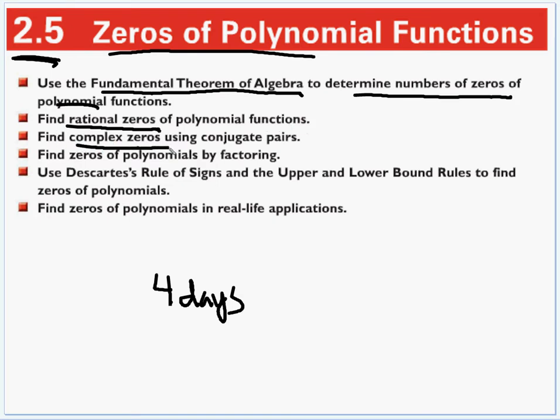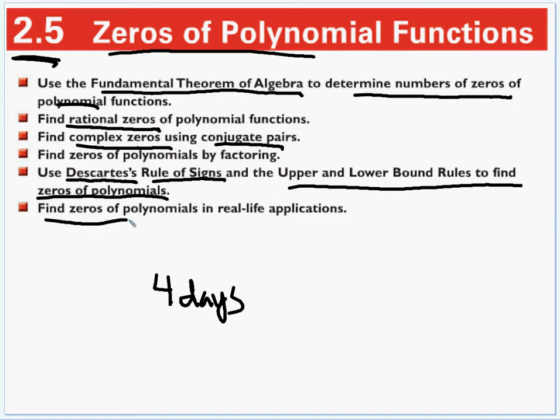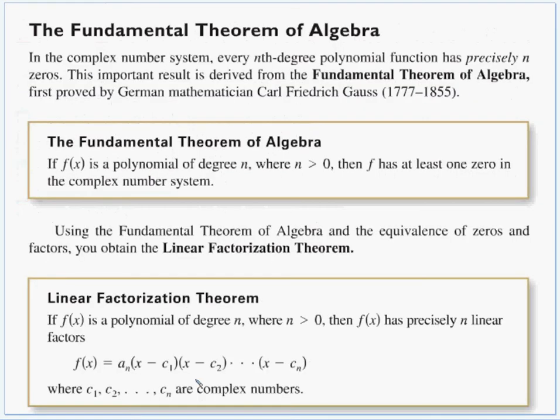We will find complex zeros that come in conjugate pairs. We will find zeros of polynomials by factoring. We've been doing that for a while. We'll talk about Descartes' rule of signs and the upper and lower bound rules to find the zeros of polynomials. And we'll find the zeros of polynomials in real-life applications, because what real-life problem cannot be solved by factoring?